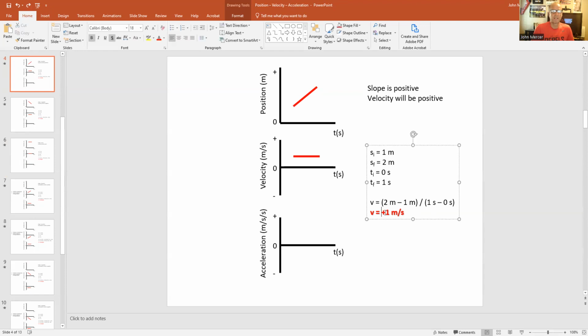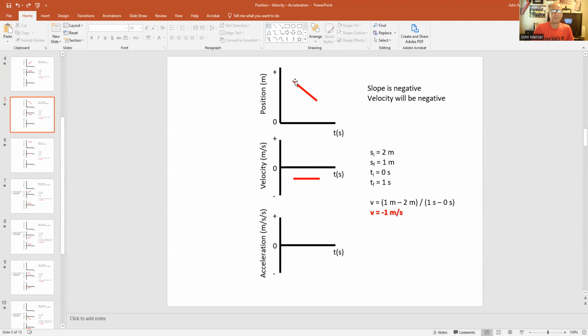The positive sign indicates that this slope is positive. The 1 is the magnitude that tells us how steep that slope is. And now we've got our velocity, which I would put a 1 here, and that would represent 1 meter per second. All right, let's keep going.